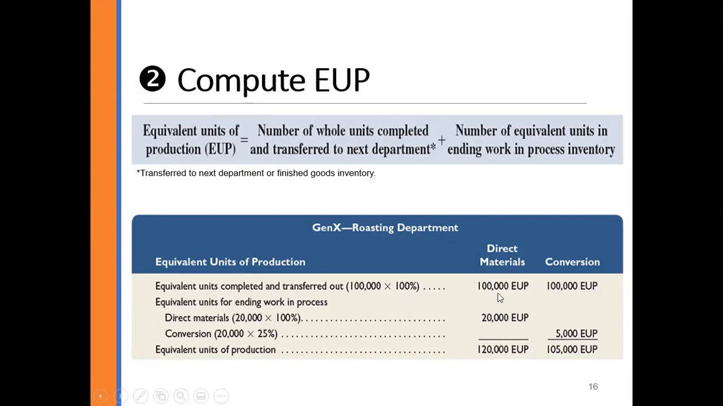So that's 100,000 units, equivalent units of production for materials, and 100,000 units, equivalent units of production for conversion. Again, conversion being labor and overhead combined.